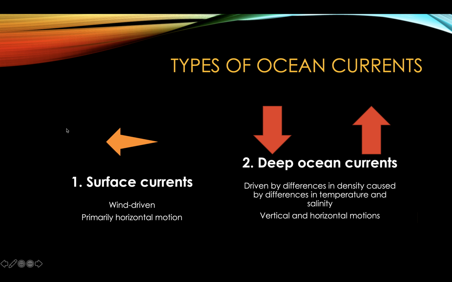So this slide here demonstrates the difference in the motion between the two. Surface currents are primarily horizontal motion, and they're driven by the wind or major wind belts. Deep ocean currents are vertical and sometimes horizontal motions that are mainly driven by differences in density. Density can be a factor of the temperature, so colder water is more dense, and also the salinity, right? So how much salt is present in the seawater.